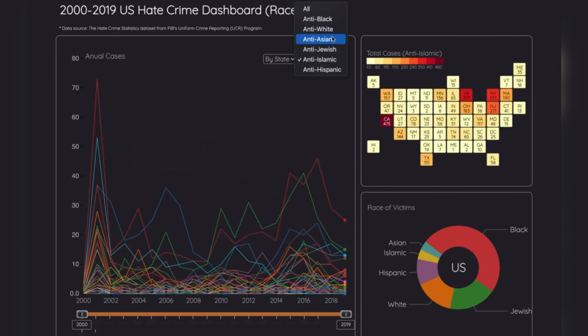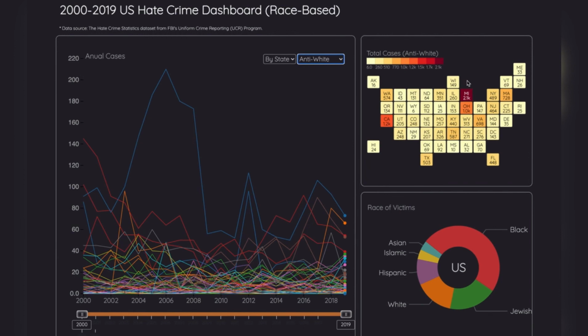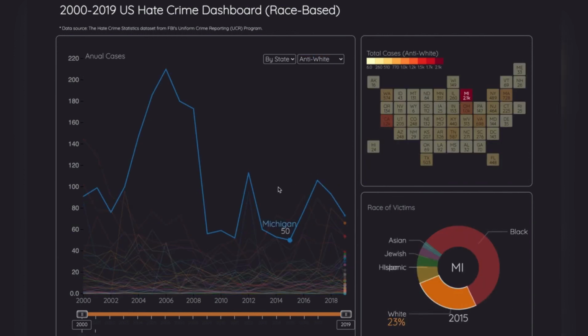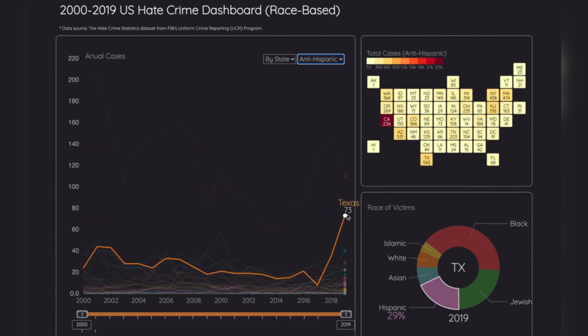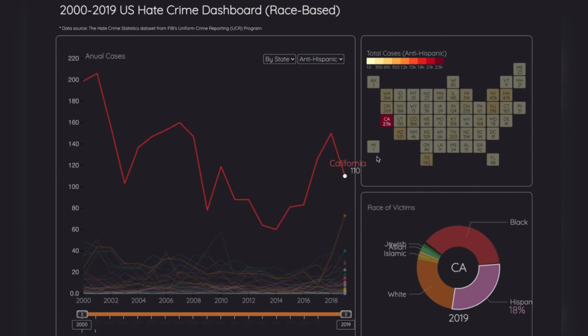But for anti-white hate crime, we can see its cases are more concentrated in Michigan due to a large number of reports between the years 2005 and 2008. And anti-Hispanic hate crime spreads more evenly. However, we can see its increasing trend in Texas in recent years.